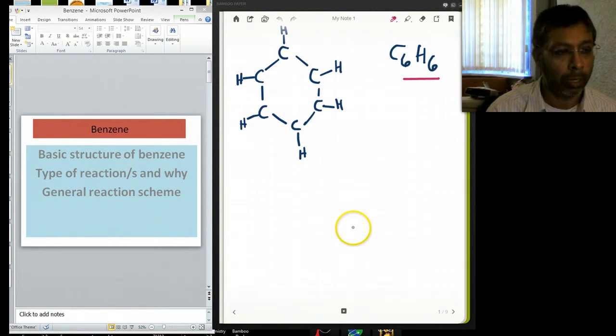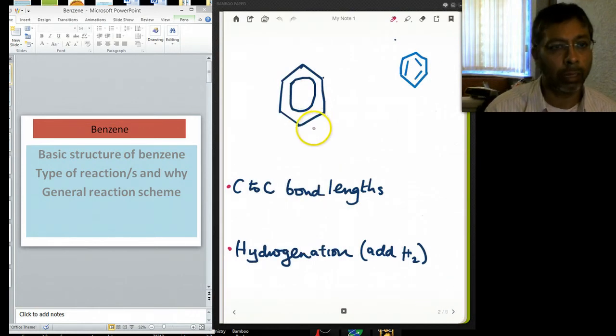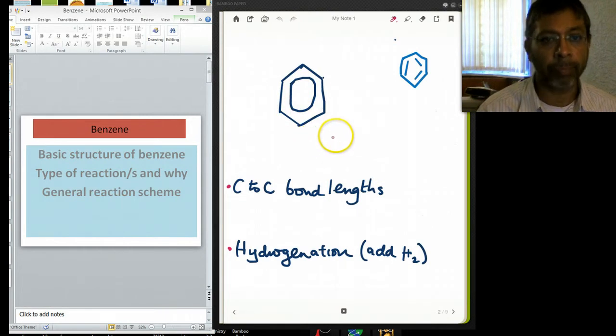Right, so we can represent benzene like this, a hexagon with a circle inside representing the delocalized electrons. Alright, this is the modern way of looking at benzene.